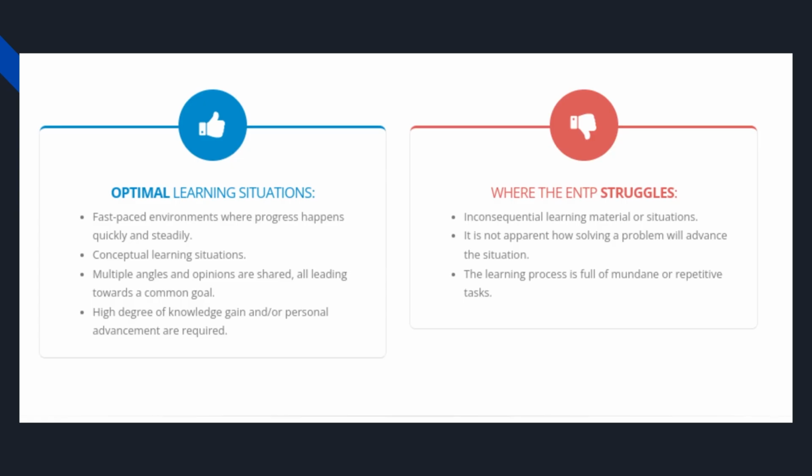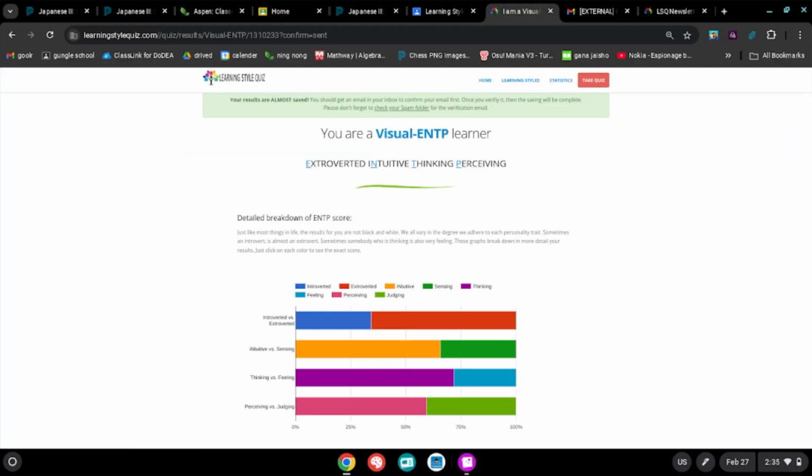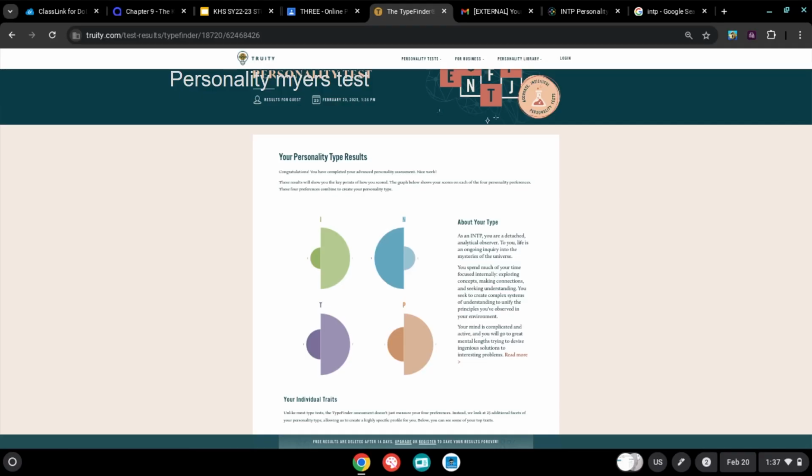I also struggle if the learning process is full of mundane or repetitive tasks, like with the Mathia, how when you get it wrong, I'm contradicting what I said earlier, but whenever I get it wrong, I have to redo it, and I really don't like the mundane tasks. And then it just makes so much sense. Now we could tell that these quizzes are very consistent, because I'm INTP over here, just exactly like how I was over here, INTP. So very cool. But let's also see what I learned about myself here.